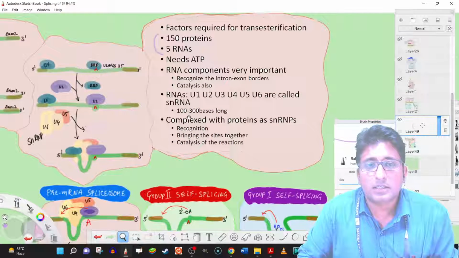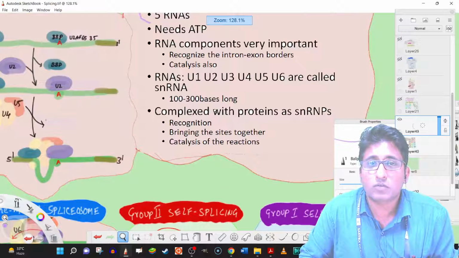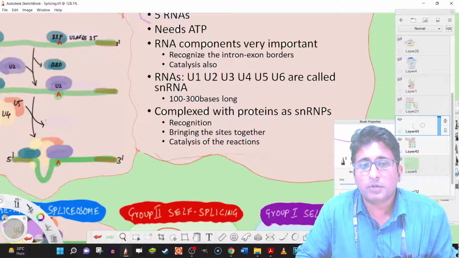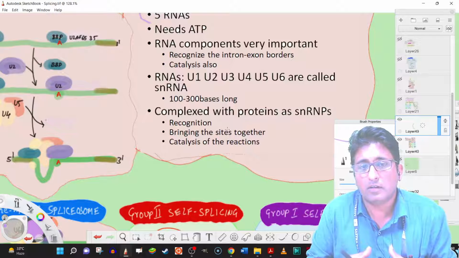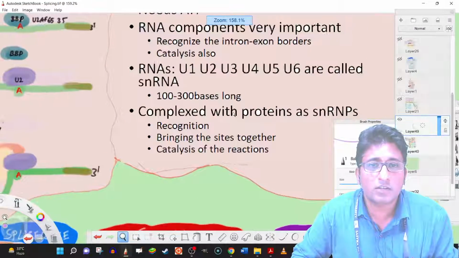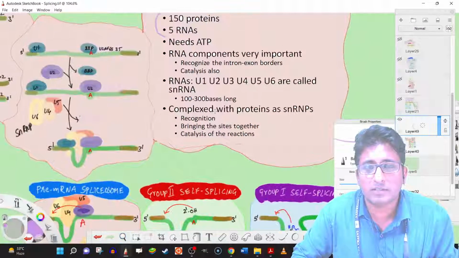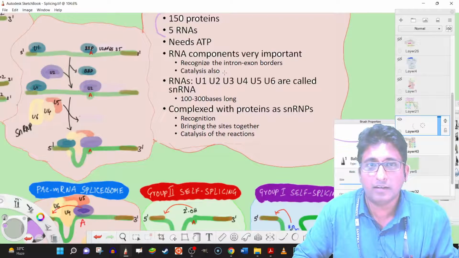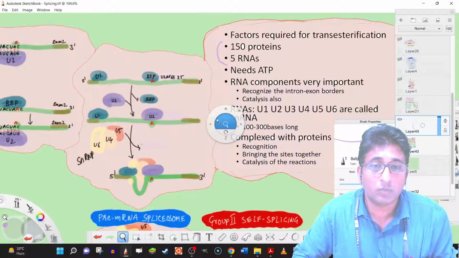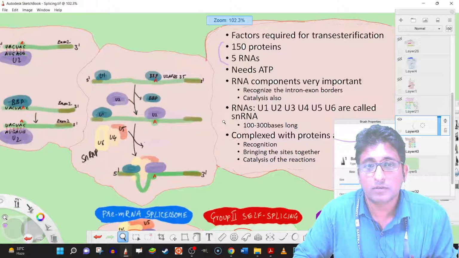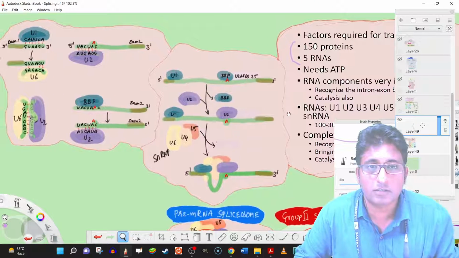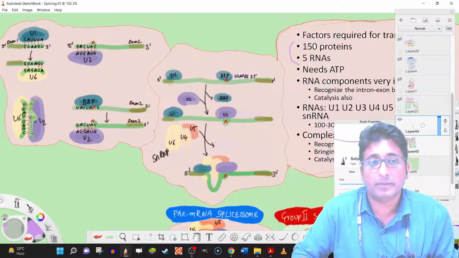They are called small nuclear RNAs, which are usually about 100 to 300 bases long. When they are in complex with proteins, they perform these functions. It's almost like the enzymatic reactions are performed by the RNA components. It's the same case as with the ribosome during translation. The RNA components have essential functions to make these things happen.